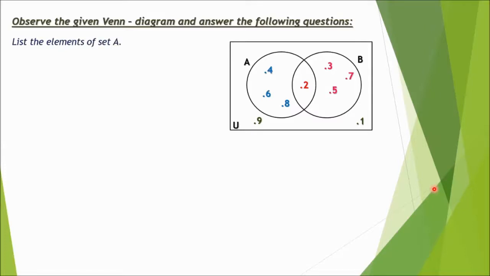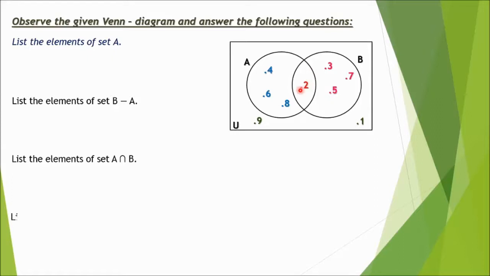List the elements of set A. Now what will be the elements of set A? You don't have to get confused. Elements of set A will be those elements which are inside the ring of set A. Now list the elements of B difference A. B difference A means those elements which are only in B, not in A. That means 2 is also in A, so 2 is not included. 3, 7 and 5 are the elements which are only in B, not in A. List the elements of set A intersection B, that is the common element 2.